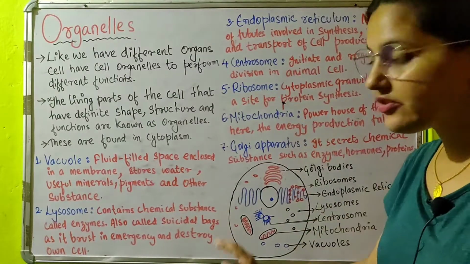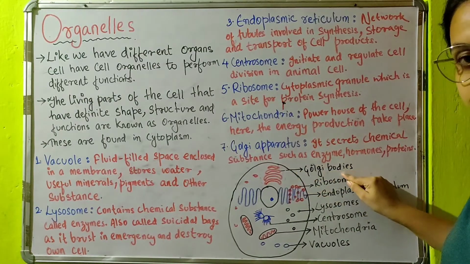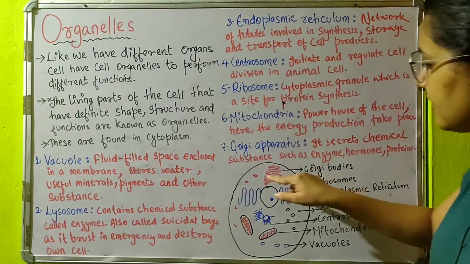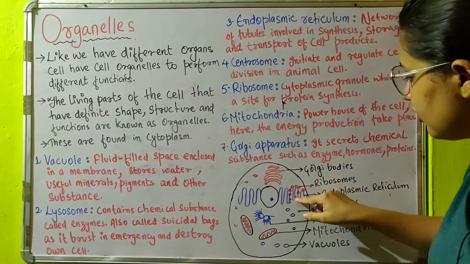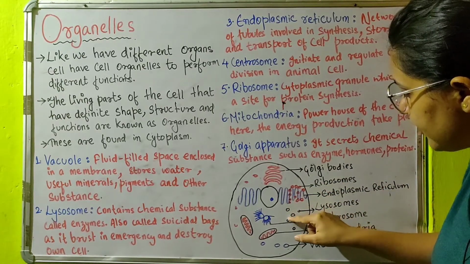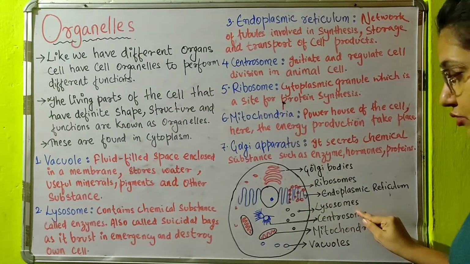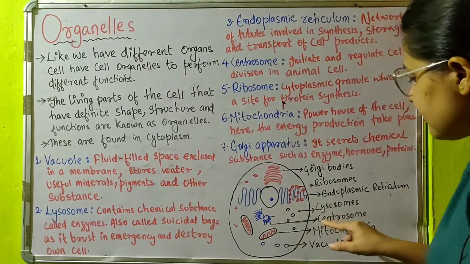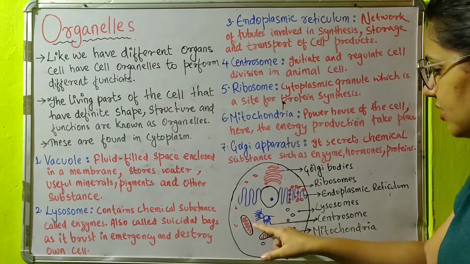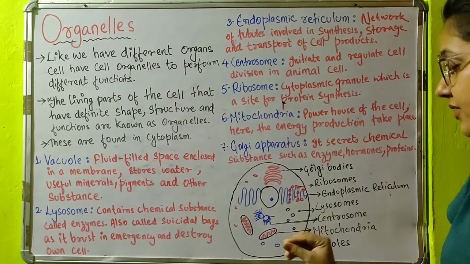Now let's come to the structure of the cell again. This piling up structure is the Golgi bodies, and this reticulate type structure is the endoplasmic reticulum. This red color dotted structure is known as ribosomes. And you see the black color vesicle-like, rounded structure, this is lysosome. Then this star-like structure is the centrosome, and then this long capsule-like structure is mitochondria.